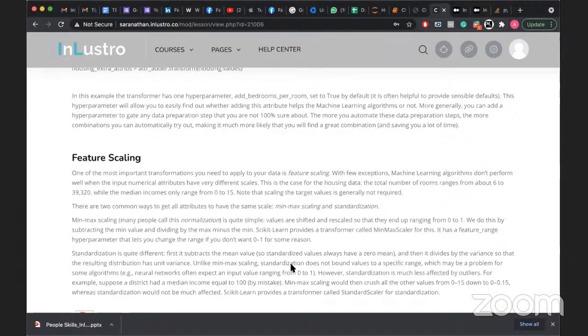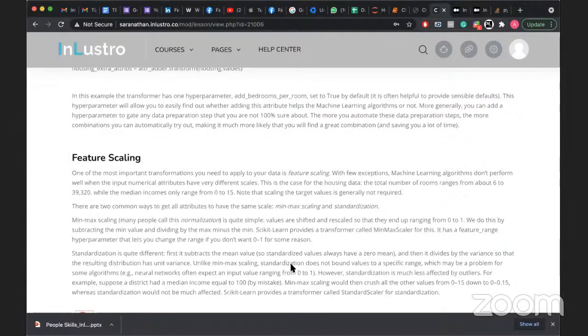It has a feature range hyperparameter that lets you change the range if you don't want 0 to 1, right? Standardization is quite different. It first subtracts the mean value and then divides by the standard deviation so that the resulting distribution has unit variance. And unlike min-max scaling, standardization does not bound values to a specific range, which may be a problem for some algorithms. However, standardization is much less affected by outliers.